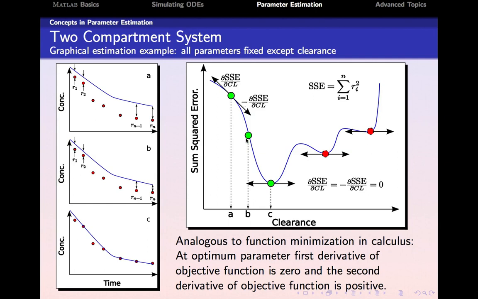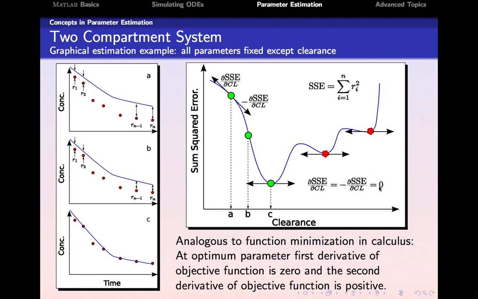Now, if we kept stepping forward, eventually we would get to our optimal solution. Okay? So if you look at our optimal solution, we'll see that the residual error has been significantly decreased at our optimal solution, designated as C. And if we look, we see that the derivative of the objective function with respect to clearance is going to be equal to 0.